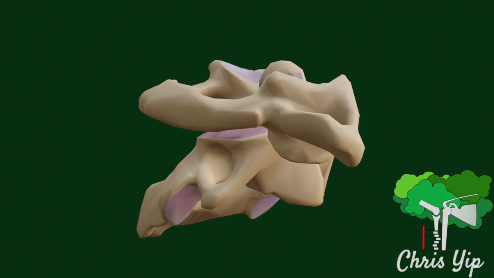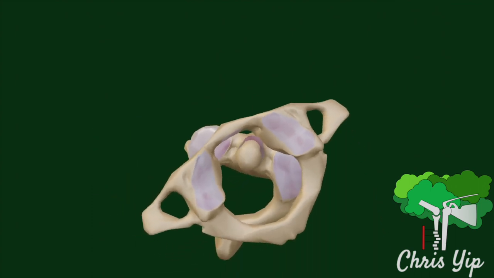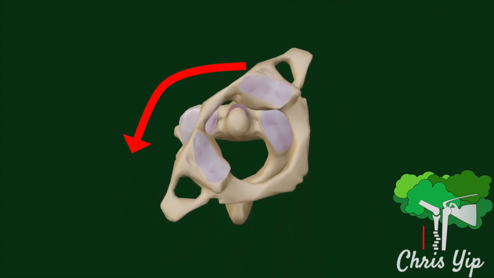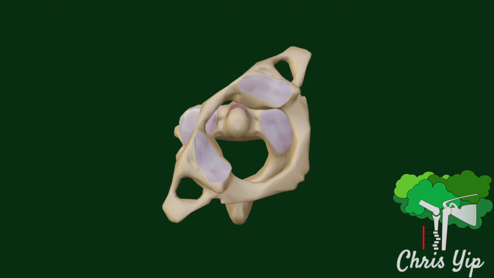to correct the deformity. This can be seen in a dynamic axial CT scan, where the rotation of the axis towards the side contralateral to the lesion is possible, but not towards the side of the lesion.